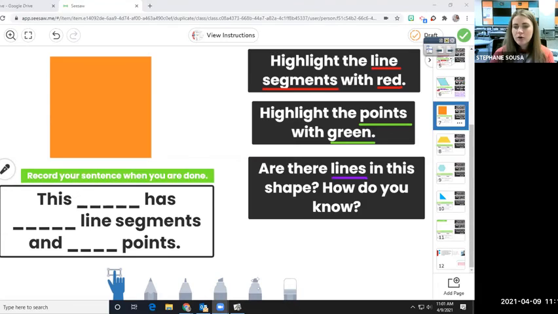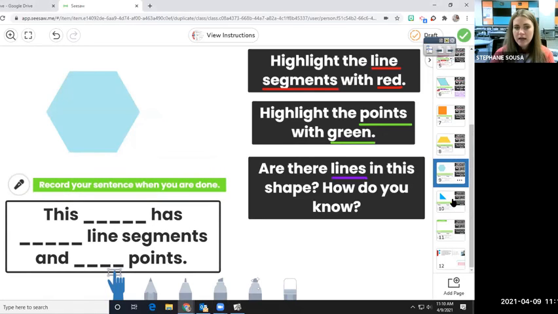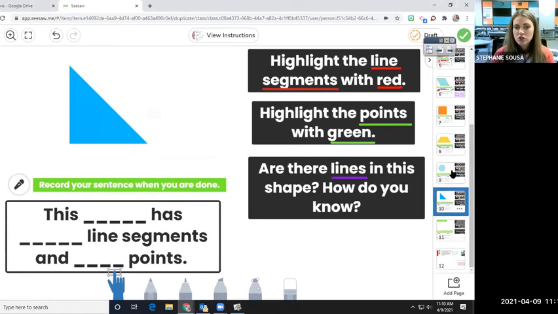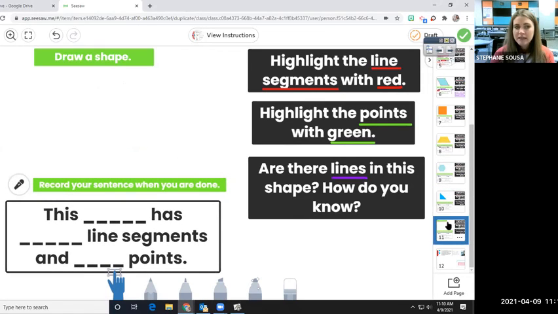Let's talk about your independent work. Your independent work is the remainder of the slides today, okay? So you are going to complete slide 8, 9, and 10 about the shape that is shown, all right? For slide 11, you are going to draw your own shape and follow the same steps. Highlight line segments with red, highlight points with green, and tell me if there are any lines in your shape.